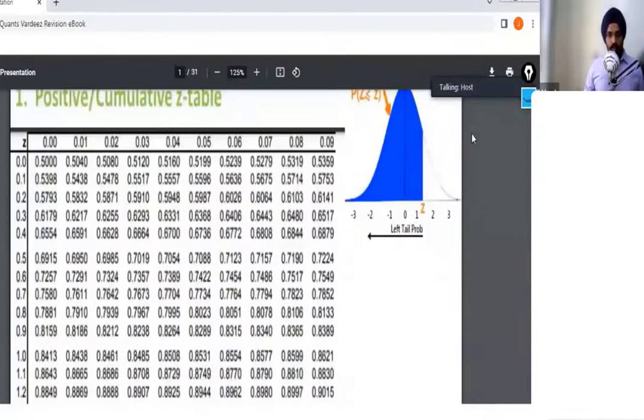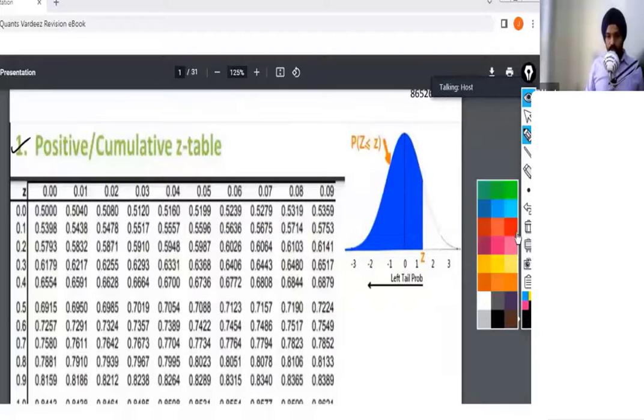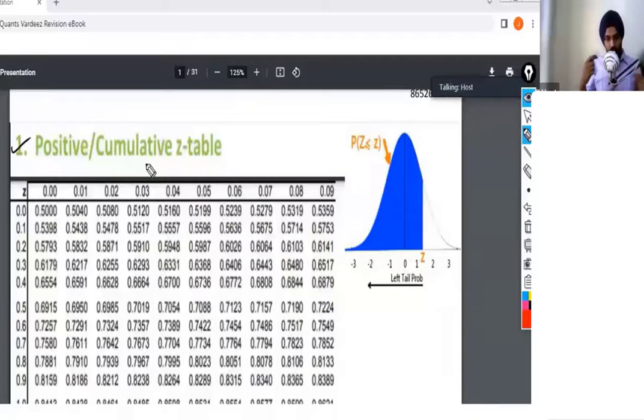This is the positive, or cumulative, Z table that is going to be provided to you on the exam as well. So you don't need to remember these probabilities. Everything is going to be provided on the exam. Now how do you check the Z table? The first thing to notice is that it's a cumulative positive table. All the values are positive. There are no negative values here.